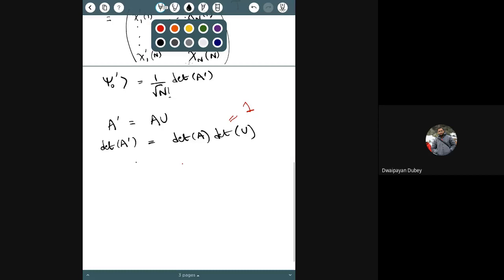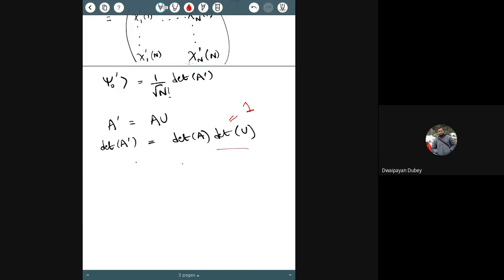Fine. And so the determinant of A prime is equal to the determinant of A times the determinant of U. This is a mathematical property. And the determinant of U is 1. So this is the first exercise for today. Show that the determinant of U is equal to 1.